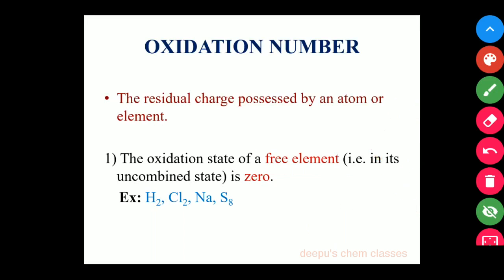Okay, if it doesn't carry any charges, or if it doesn't combine with any other element, simply it is in free elementary form, then the oxidation state of those elements is 0. It need not merely be a monoatomic atom, it may be a diatomic molecule also, but it should have 0 charge. So you can say elementary forms like H2, Cl2, Na, S8, they all remain in the elementary form, so their oxidation state is 0. Okay.